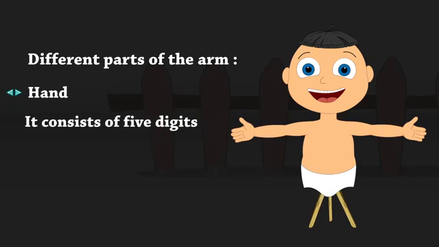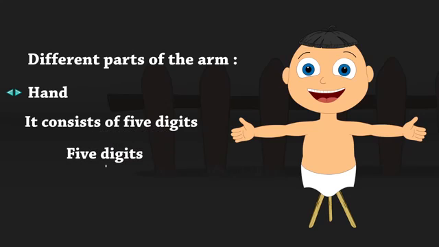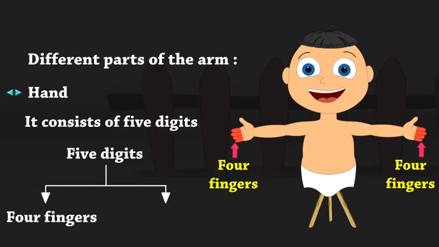It consists of 5 digits. 5 digits consist of 4 fingers and 1 thumb.